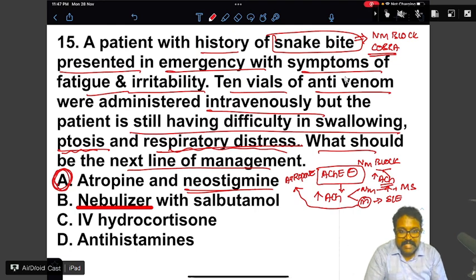So neostigmine is a cholinesterase inhibitor, also called an anticholinesterase, and atropine is administered to overcome the side effects which are caused by muscarinic action. So atropine is an anti-muscarinic agent.